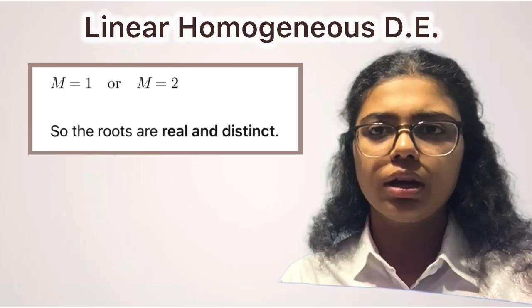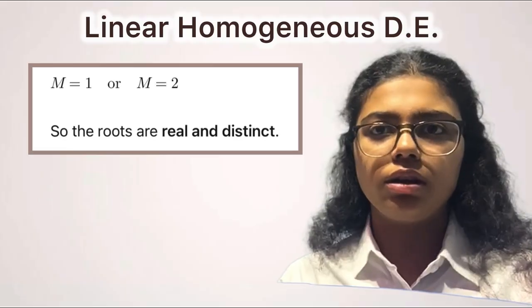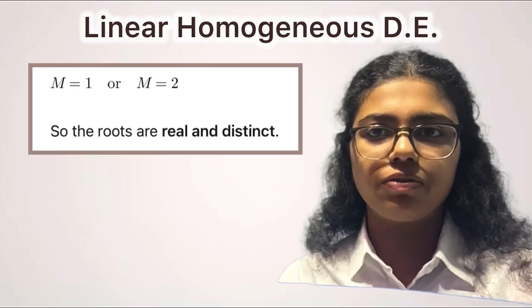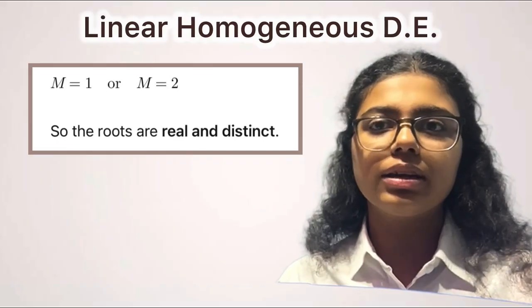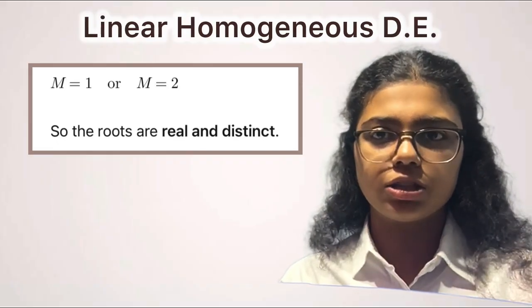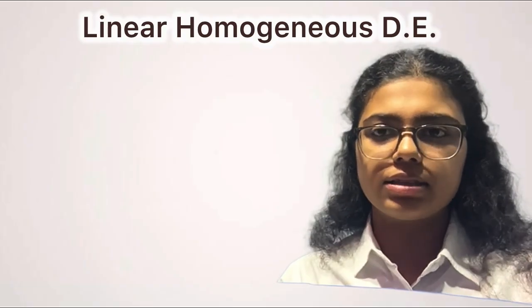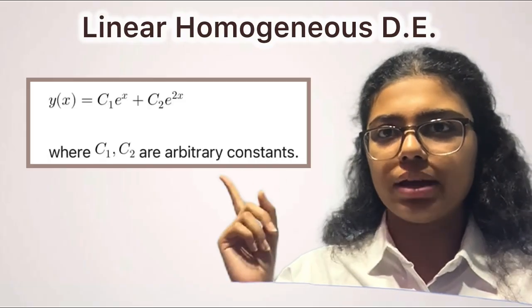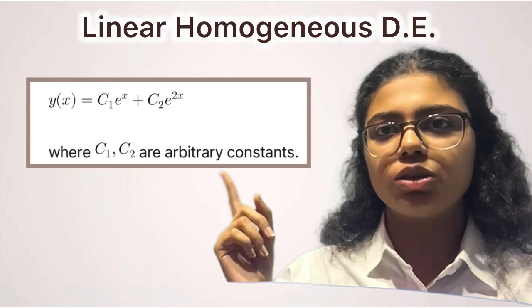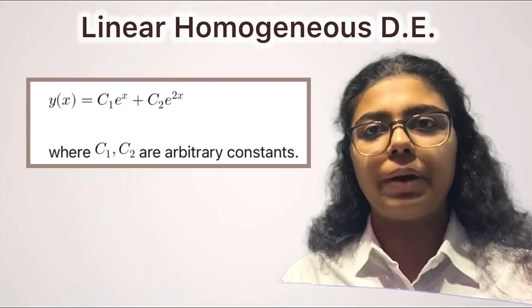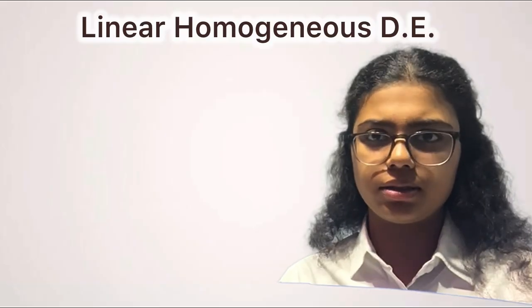differential equation. Because there is no external input or non-zero function, the general solution to a homogeneous differential equation is made up entirely of the system's natural response, which is called the complementary function. Thus, we get the solution as y is equal to c1 e to the power x plus c2 e to the power 2x, where c1 and c2 are arbitrary constants that depend on the initial conditions.